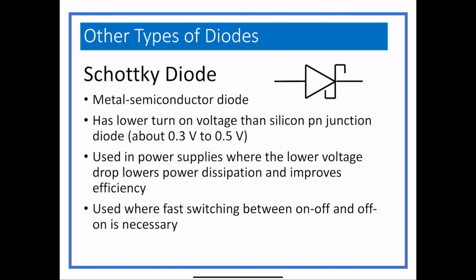Schottky diodes are made out of a metal semiconductor junction, and they have a lower turn-on voltage than silicon diodes. They're like 0.3 to 0.5 volts. Sometimes they can be used.